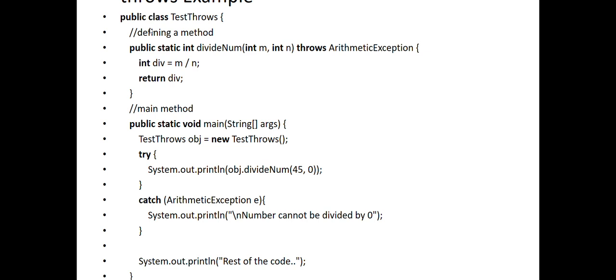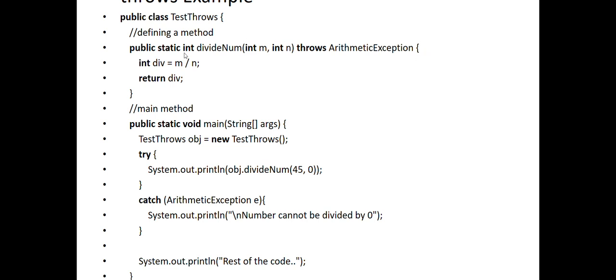Here also, first I am creating a class, public class TestThrows. Inside that, defining one method, public static int divideNum, passing two integer parameters m and n, and using the throws keyword. Here I want to throw an ArithmeticException. We can throw more than one exception also, but currently in this example I want to throw an ArithmeticException, that's why I'm mentioning it here.